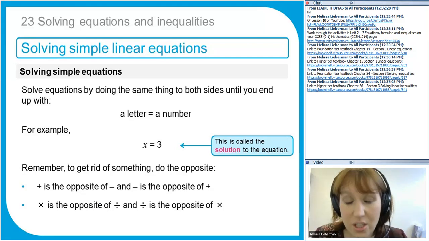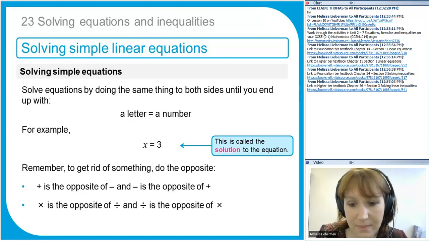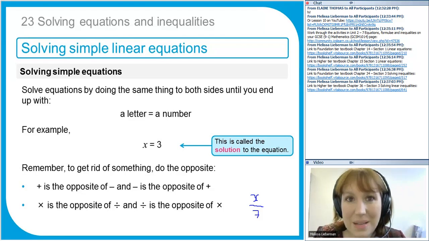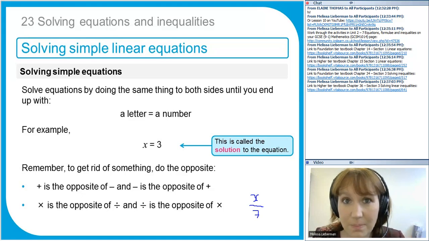And similarly, the division sign is not used. If you have x over 7, like a fraction like this, let me just write it out for you. So if you had something like x over 7, like a fraction, that means x divided by 7. So if you wanted to get rid of the 7 on the bottom, you would multiply by 7. If I multiply that by 7, that just gives me x. x divided by 7 times 7 is just x.